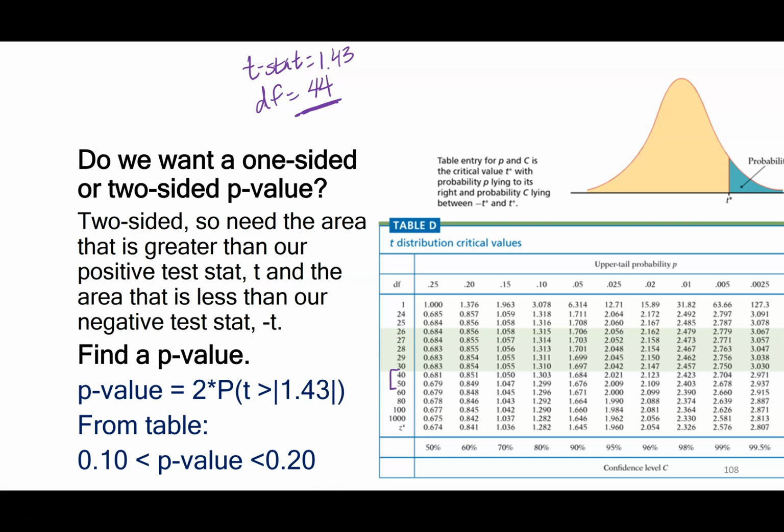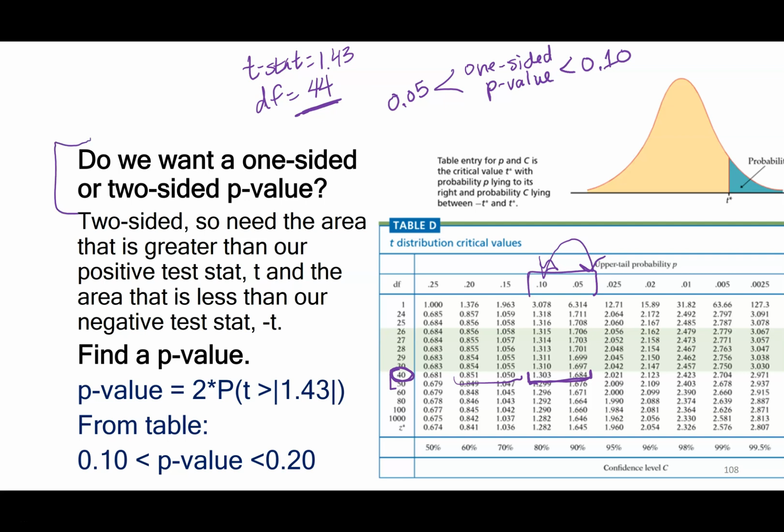Remember what I said earlier about rounding down? We have a sample of at least 40. It's not true we have a sample of at least 50. So I am going to pick the row with 40. And I'm going to look for where 1.43 is. Looks like it's between these two, between 1.3 and 1.68. So my one-sided p-value is going to be between, remember, flip-flop these orders, 0.05 and 0.10.